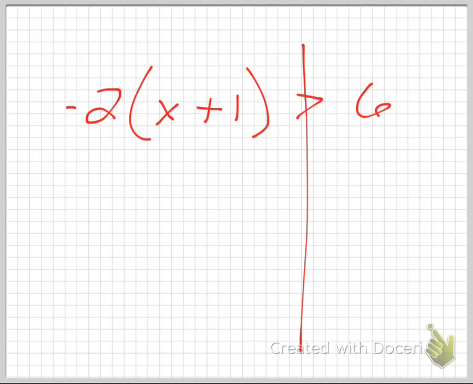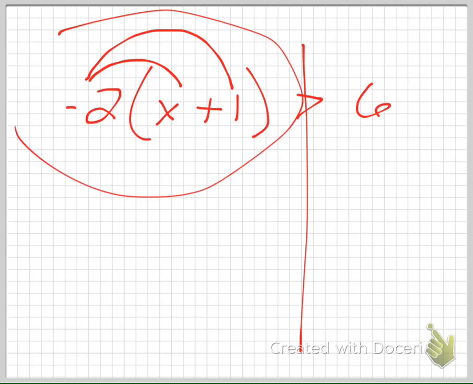And so what am I doing here? I'm distributing. What am I distributing in the parentheses? I'm distributing the negative 2. Negative 2 times x and negative 2 times 1. Does that mean that I flip the sign? Why not? Why don't I flip the sign here, people? Because you're not multiplying on both sides. I'm not multiplying or dividing both sides by a negative. I'm really only distributing the negative 2.